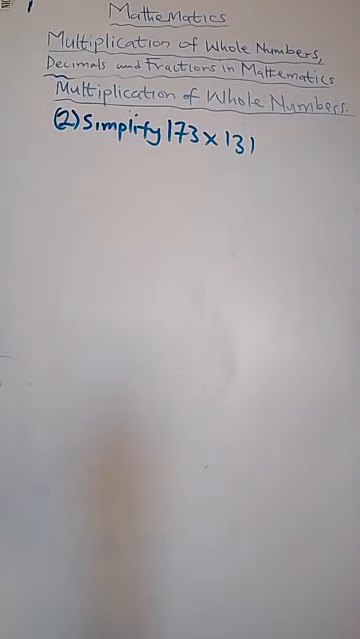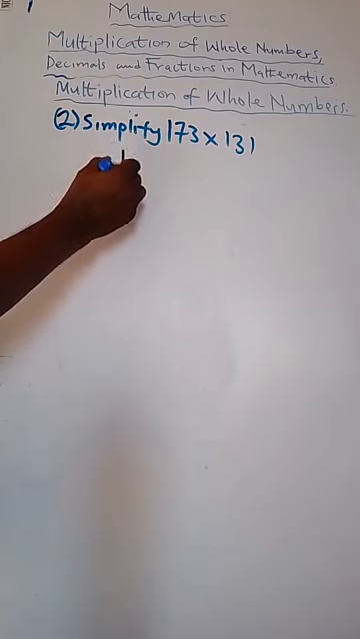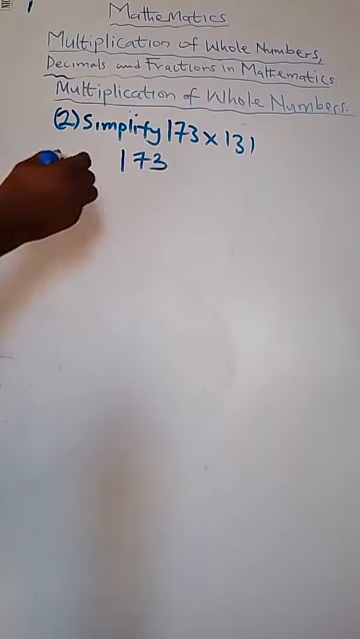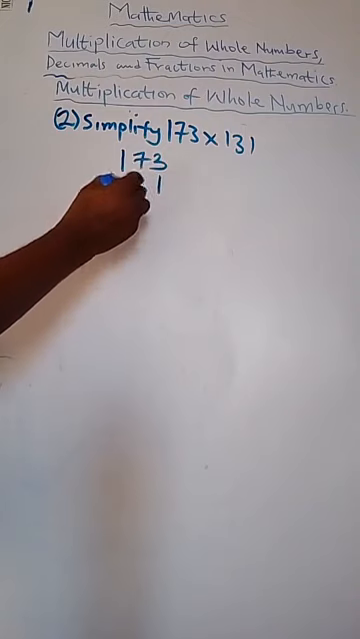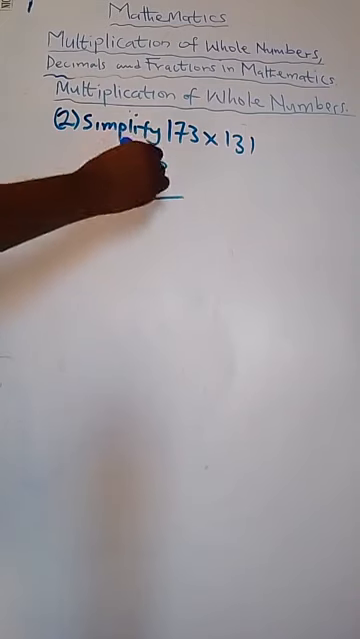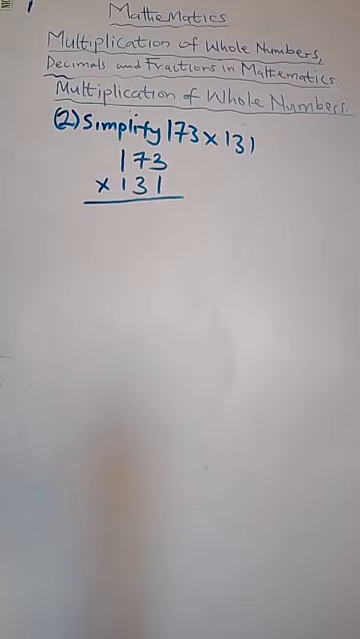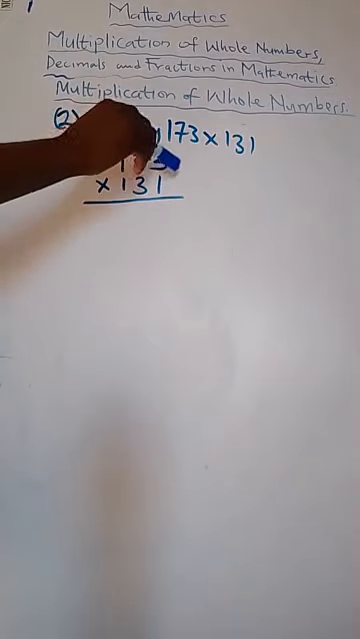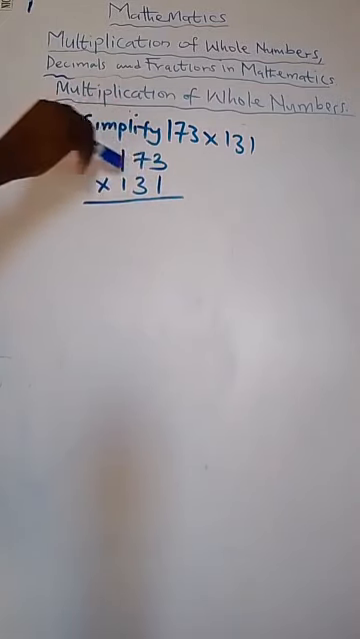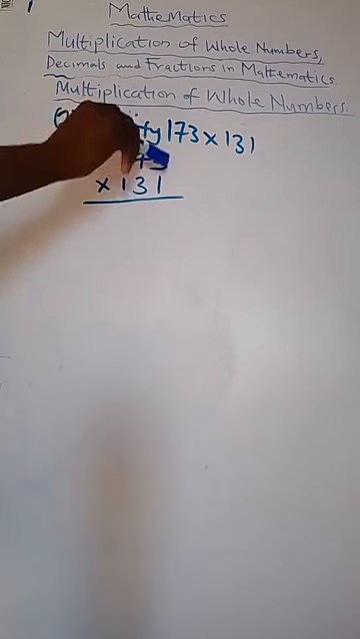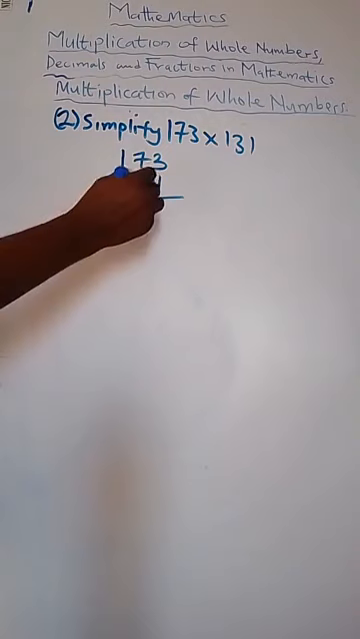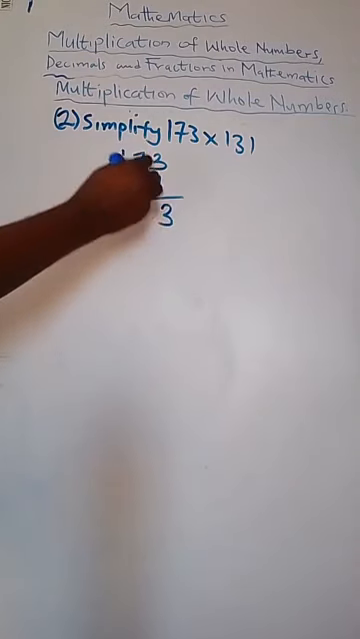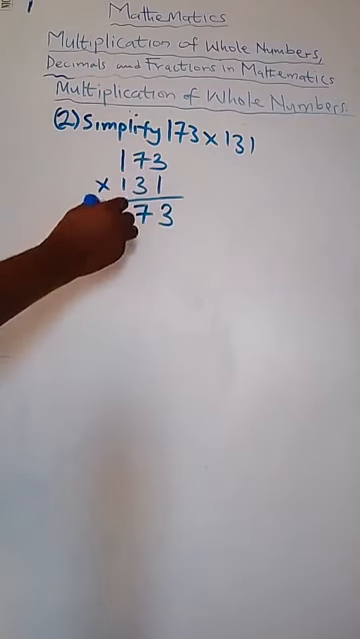This question is more complex than the first one we did, but to solve it, we still have to go step by step. The first thing is you write the first number, then put your operation sign, write the second number, and don't forget, always write from the back. Now, as usual, you use 1 to multiply 173, you use 3 to multiply 173, you use 1 again to multiply it, and you do this step by step. At the end of the day, you add everything together to get your final answer. Let's go. 1 times 3, 3. 1 times 7, 7. 1 times 1, 1.